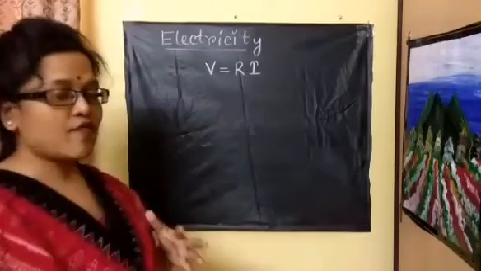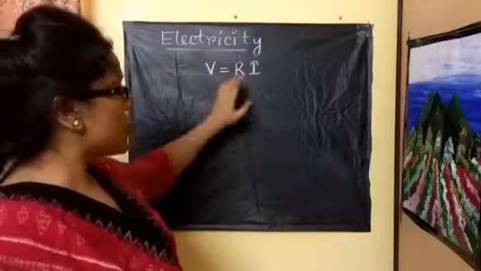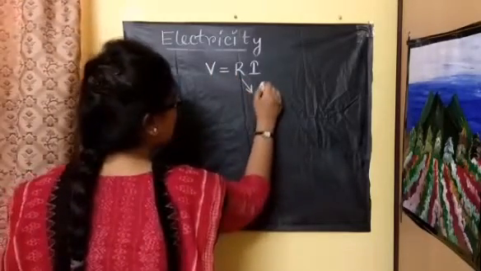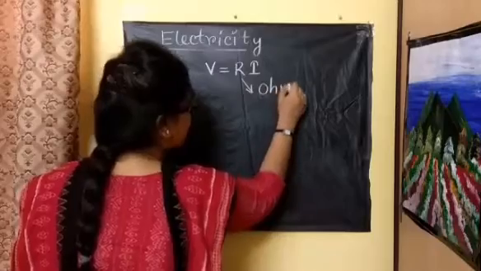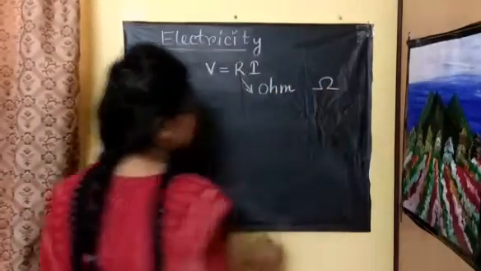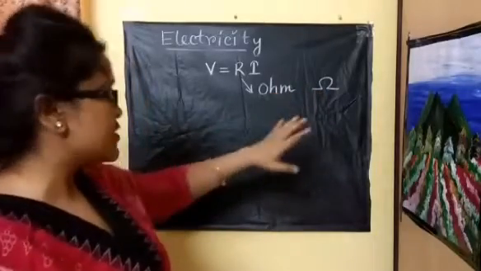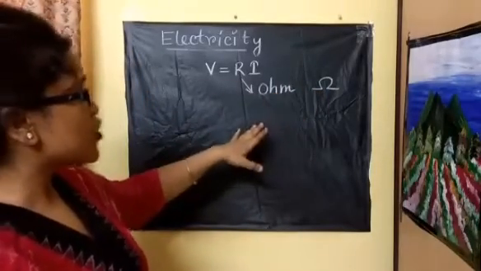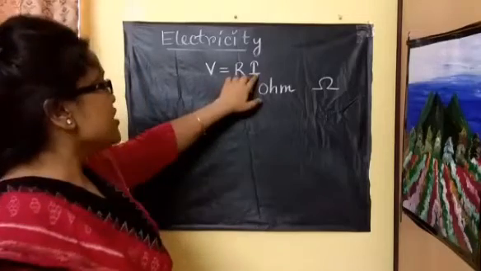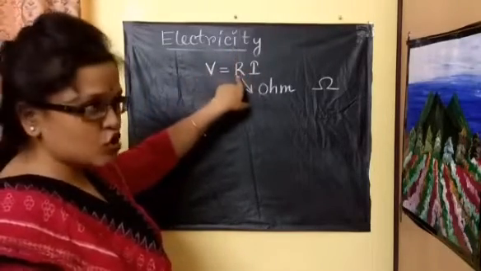Since it was discovered by the scientist Ohm, this is called resistance, and the unit of resistance is always written either as Ohm, OHM, or by this omega sign. Remember, this is also called Ohm. Whatever is perfect for you, you go through that. Now, I depends on V and resistance also.